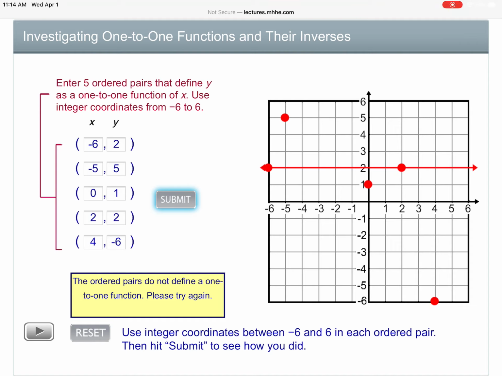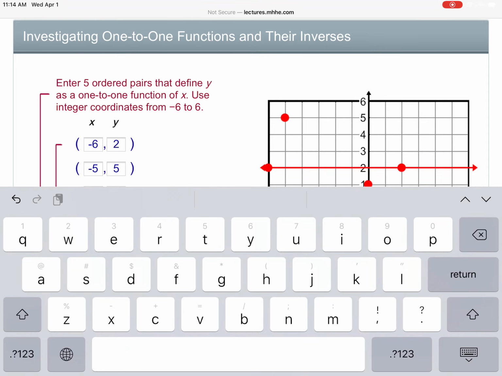You draw a horizontal line, and if you have more than one point on that horizontal line, it fails the horizontal line test. Therefore, it is not a one-to-one function. Let's read what they have. The ordered pairs do not define a one-to-one function. Please try again. So guess what's causing the trouble here?